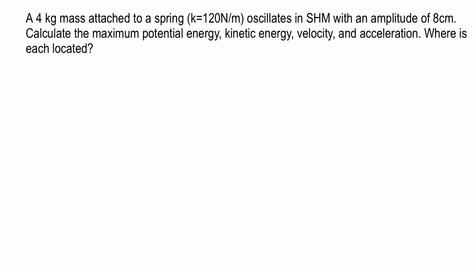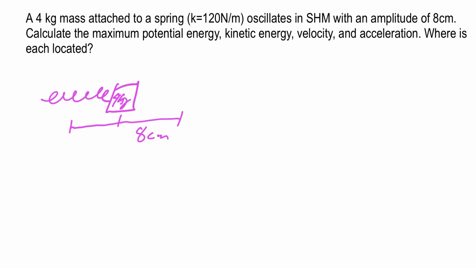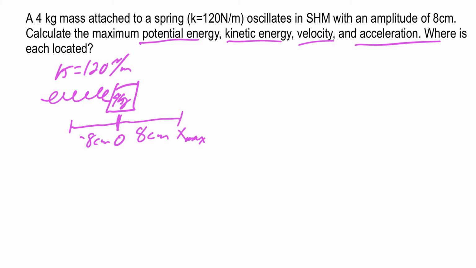All right, so for this question, we have our spring and our mass. And this is going to be oscillating in simple harmonic motion. Okay, let's go ahead and draw this out. So we have a 4 kilogram mass. The amplitude here is 8 centimeters. Remember, the amplitude is from this equilibrium point to this x max position here. And then we are given the spring constant. This is going to be 120 newtons per meter. So we're solving for several things: potential max, kinetic max, velocity max, and acceleration max.